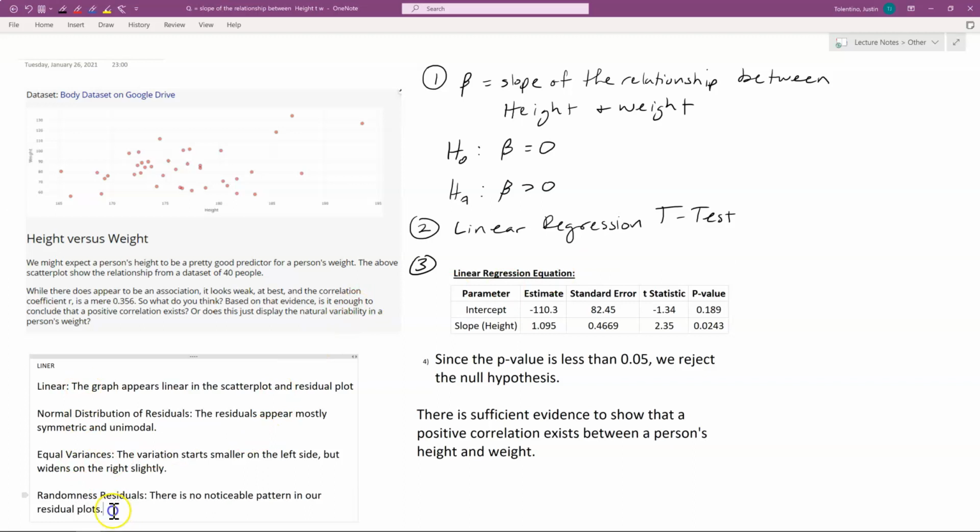And there we go. So this is one way that we can reflect and think back and ask, do we satisfy these conditions for this linear regression test to be reliable?